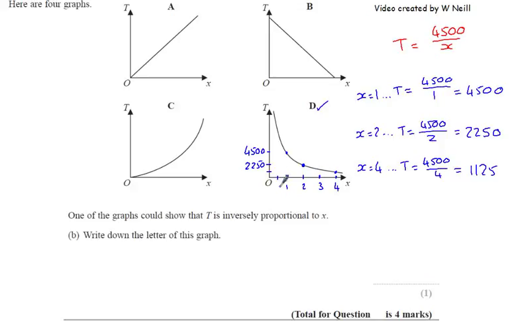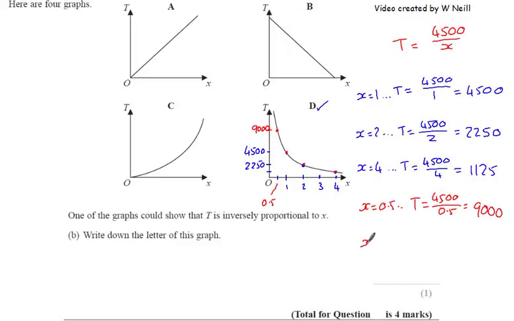Watch what happens when I do this one. I'm going to put in 0.5. So if x is 0.5, T is equal to 4,500 divided by 0.5. Plug that in the calculator and you will get 9,000. So 9,000 will be up here. So I can see there, just from this sketch, I can physically see why these points are occurring.